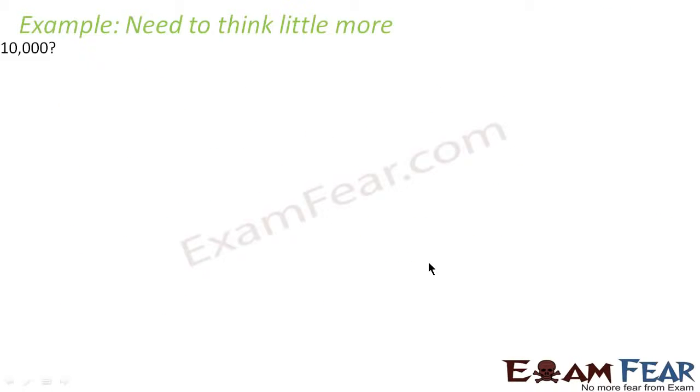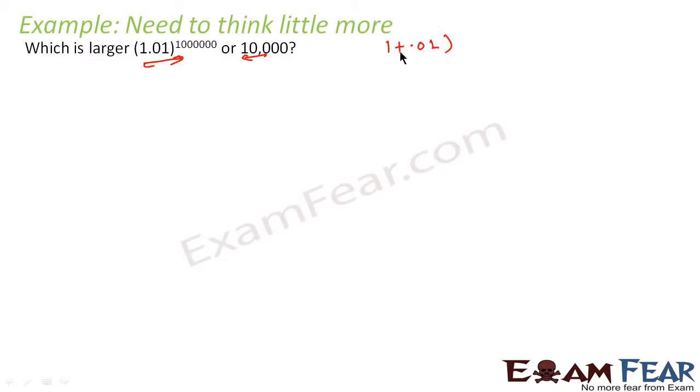Let's take one more example where we have to think a little more. We are asked to tell which one is greater, this or this. Finding this power is difficult, so we can use the power of binomial. We can also write 1.01 as 1 plus 0.01 to the power 100. Now we can expand this.